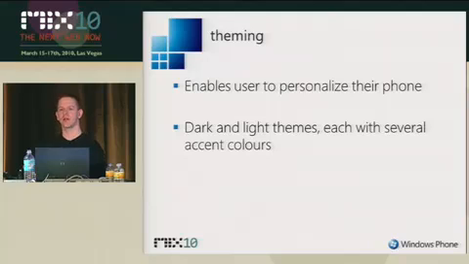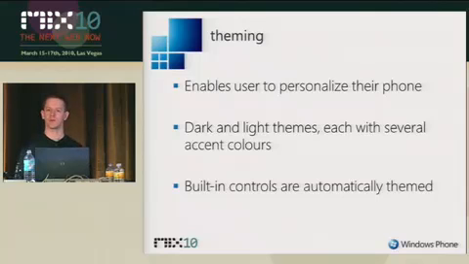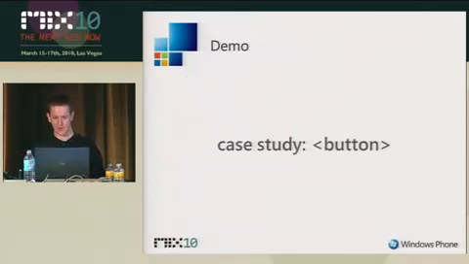And we let the user pick the colors that they want to match their mood, whether it's how they're feeling today or just how they want their device to look all the time. And the built-in controls that we ship are automatically themed. We integrate with the operating system to automatically theme the controls. I'll talk about how we do that. And we also, of course, enable you to use these themes in your applications. So when you write your own controls or when you put your own content on the screen, it's also really easy for you to tap into the theming system so you actually match what the phone looks like, and you're not always black on white when you should be white on black. So with that, let's go ahead and look at a case study of the button.